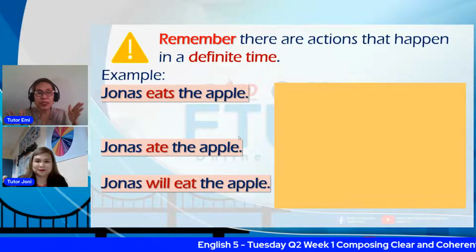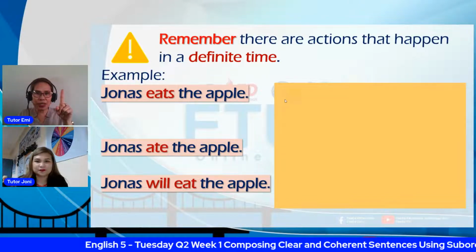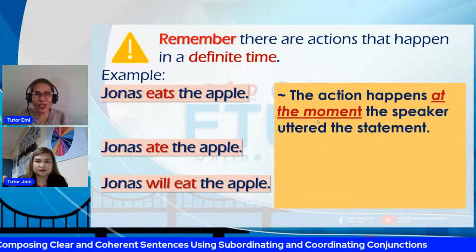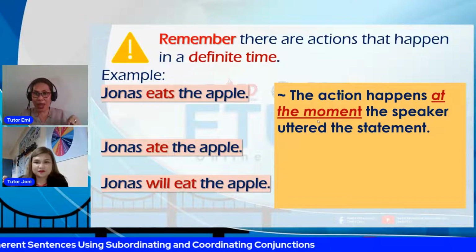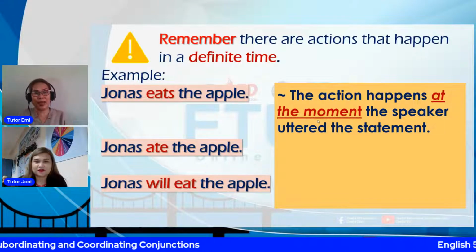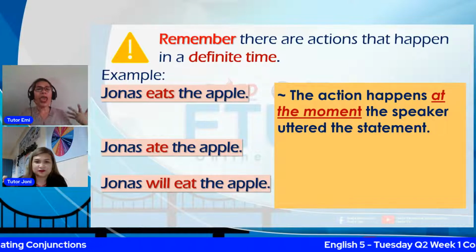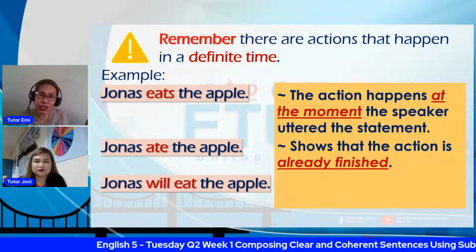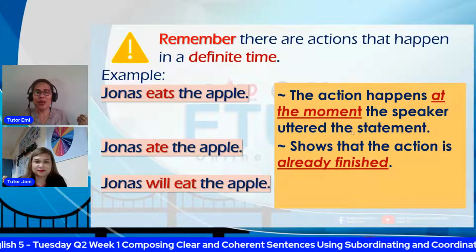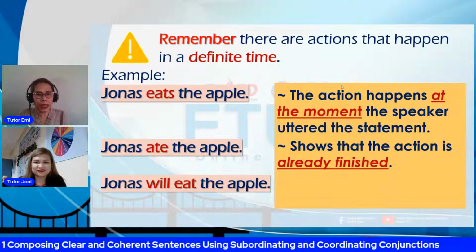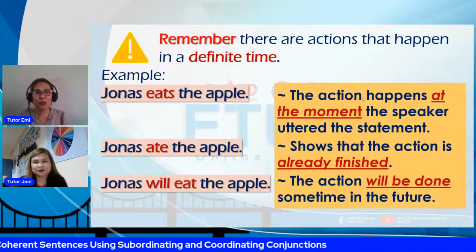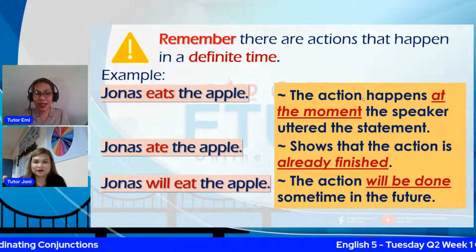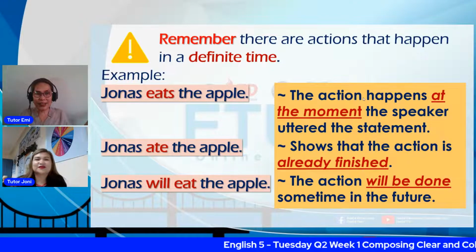So this is what we call definite time. When you talk about the first sentence, Jonas eats the apple, the action happens at the moment, right now, when the speaker uttered the statement. And Jonas ate the apple shows that the action is already finished. And with the third one, Jonas will eat the apple, the action will be done sometime in the future, maybe later or tomorrow or maybe the next day or maybe the next week. All right?